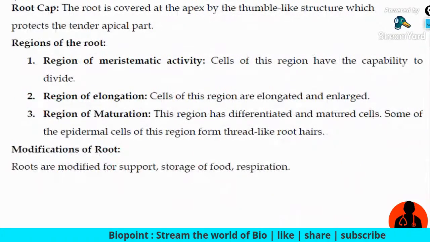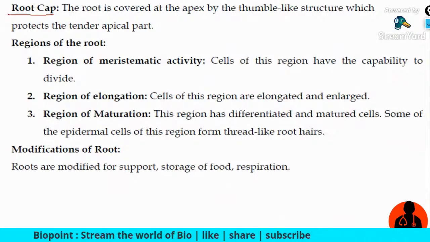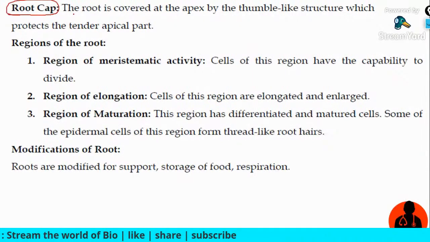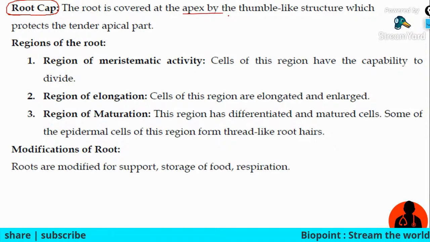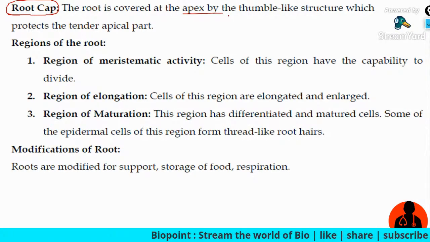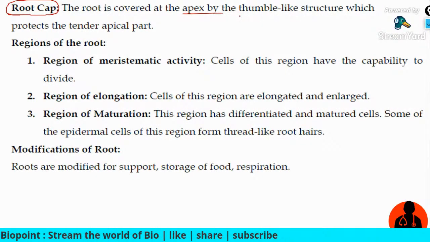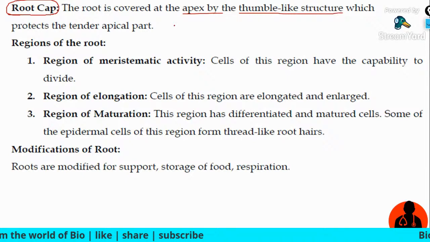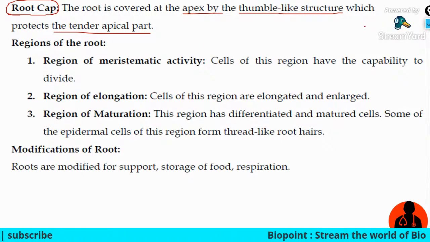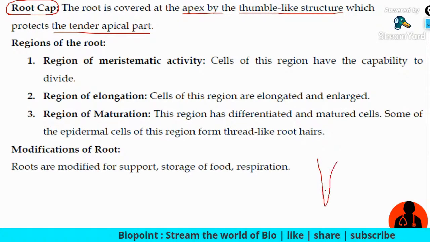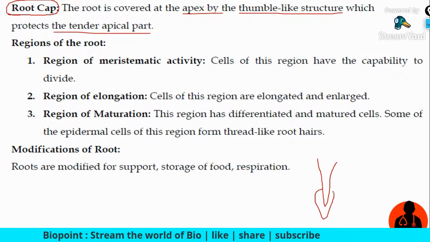Next is the root cap. A root is covered at the apex by a thimble-like structure which protects the tender apical bud. In the structure given in NCERT also, you would definitely find a structure like this, a root cap just covering.